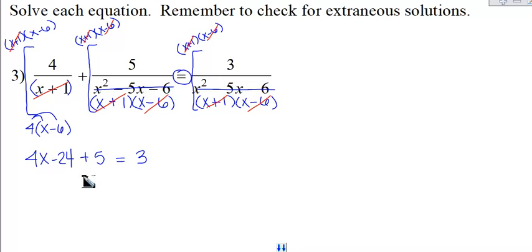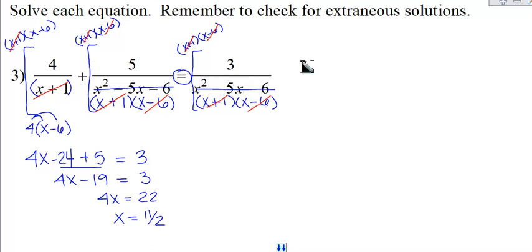It's time to solve. Let's combine things that are alike. We'll put the negative 24 with the positive 5 and we get negative 19. I'll add 19 to both sides, so 4x is equal to 22, and then divide by 4. Simplify. 22 over 4 simplifies to 11 halves.